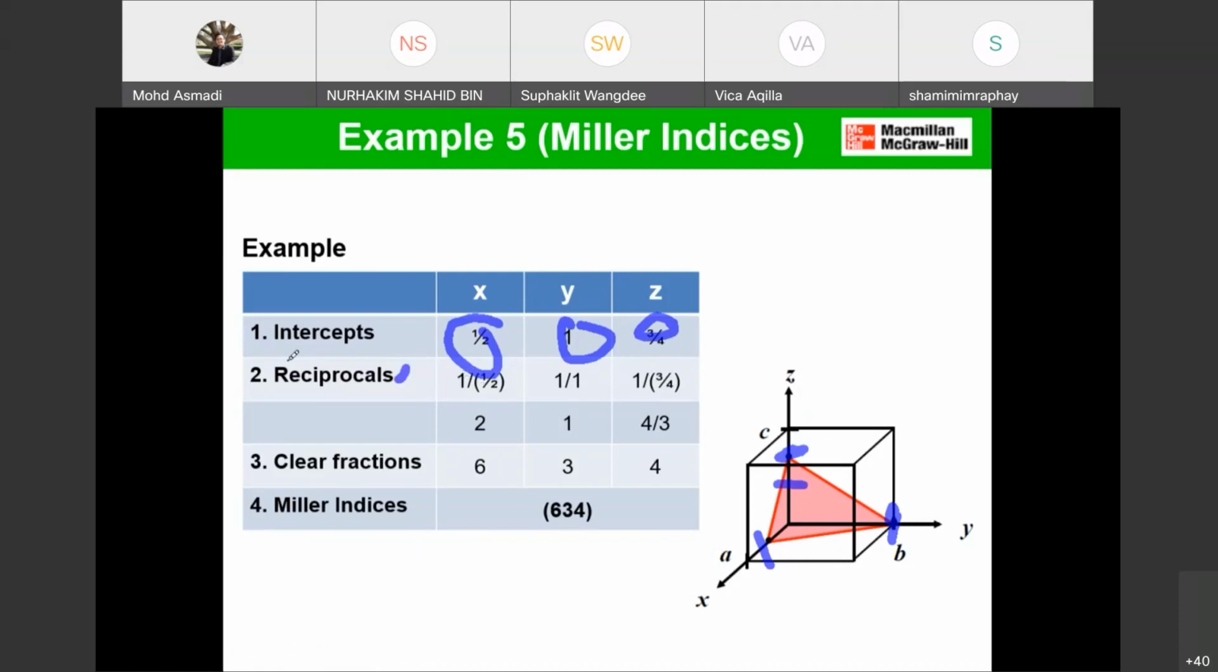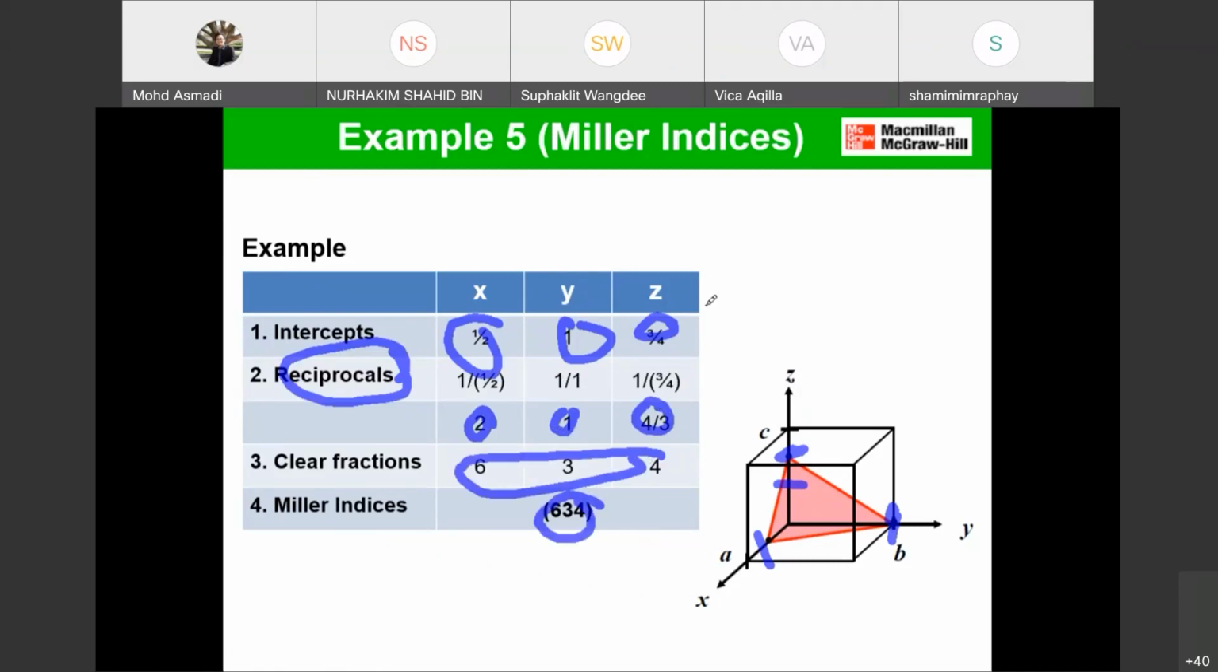And then reciprocal. Step 2, reciprocal. 1 divided by half, 1 divided by 1, 1 divided by three-quarters. Okay, so you can get 2, 1, 4 divided by 3. So make it integer: 6, 3, 4.